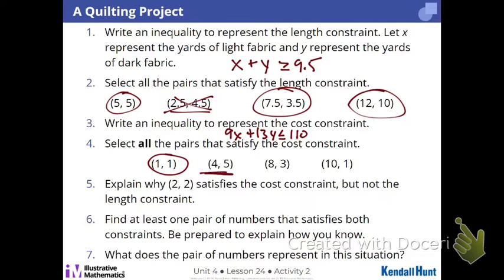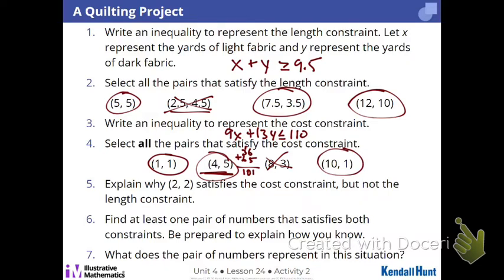This one does? Let's try it. 36 plus 65. It's 101. Yeah, 101 stays under, right? So that works. What about 8-3? No. That'd be 72 plus 39. Nope. What about 10-1? Yes. 90 plus 13 is 103. Yes, that does work. At or under 110.